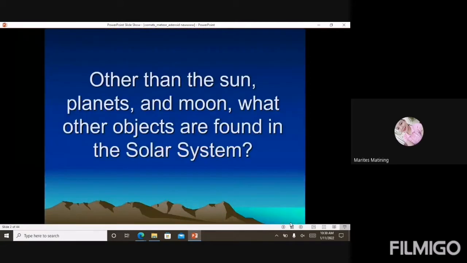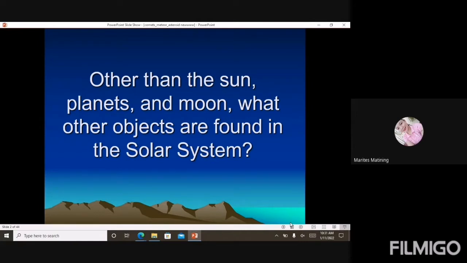Take note, guys, that other than the sun, planets, and moon, we have other objects found in the solar system. This lesson is actually a review of our prior knowledge. Actually, when we were kids, we already had ideas about this. Our parents, grandparents, uncles, aunts, and older siblings told us stories, and we watched and heard about it when we were young.